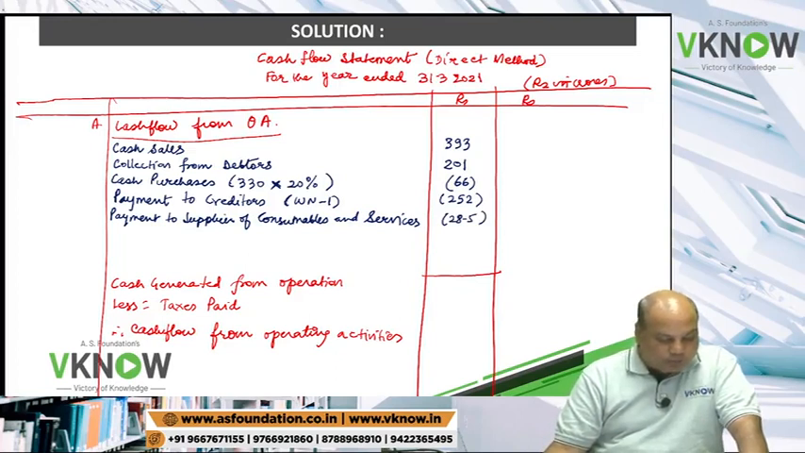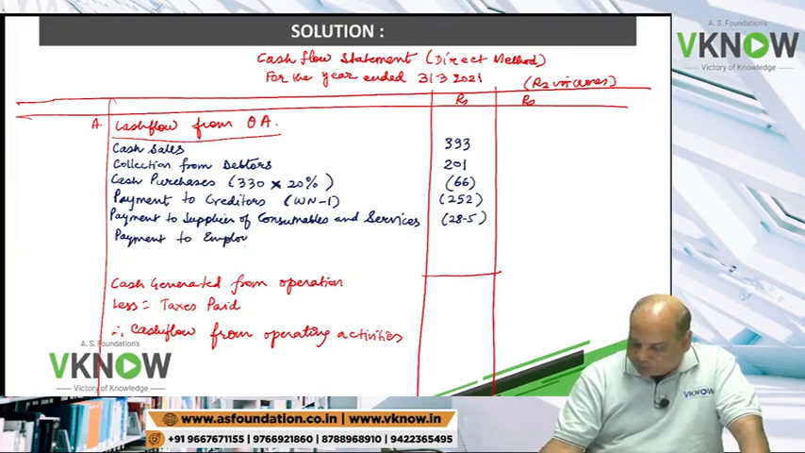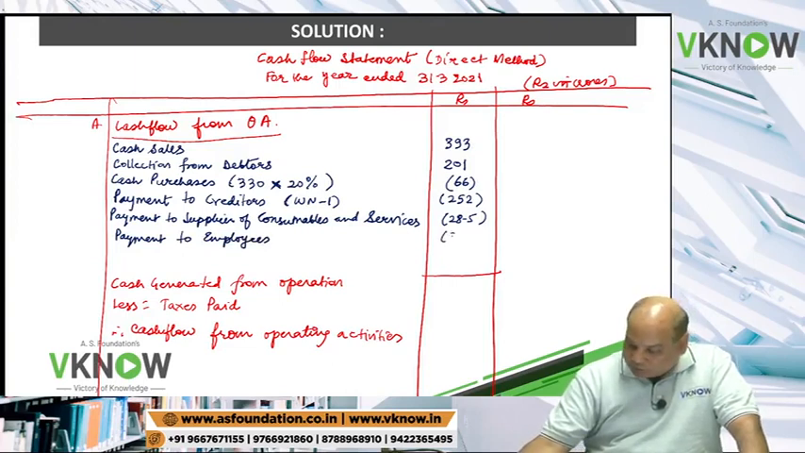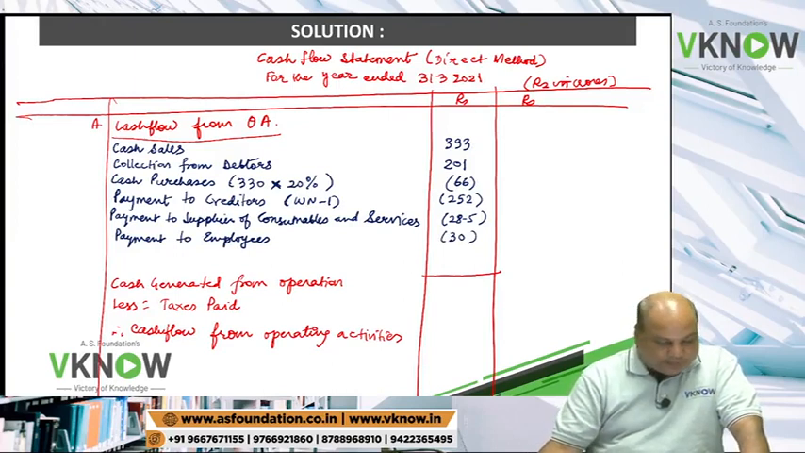Point 5. Employees of enterprise. Payment to employees. Employees were paid 30 crore. 30. Next.